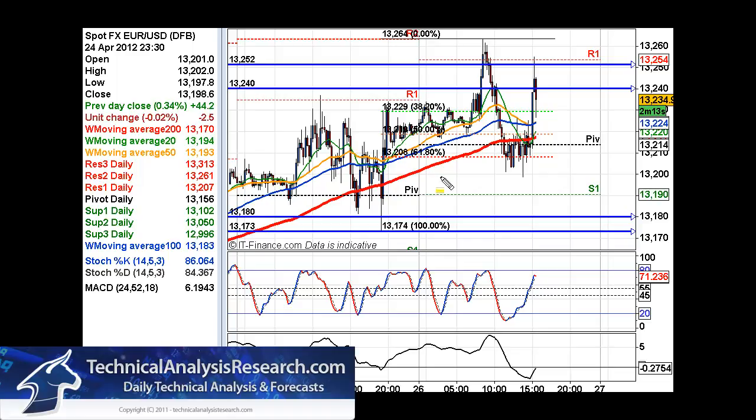But anyway guys, have a good day if you're going to continue to trade. We only got the one opportunity on the euro dollar today, which was the buy off the central pivot.